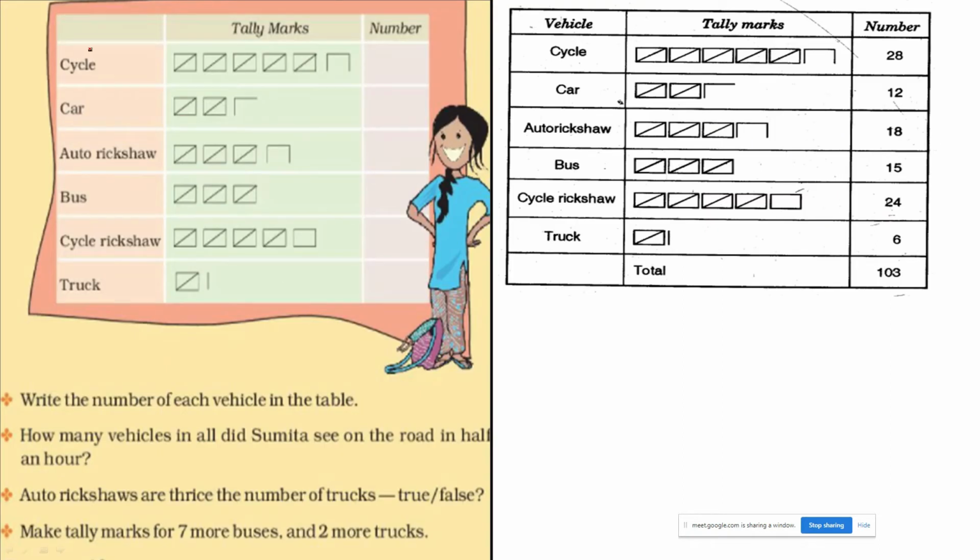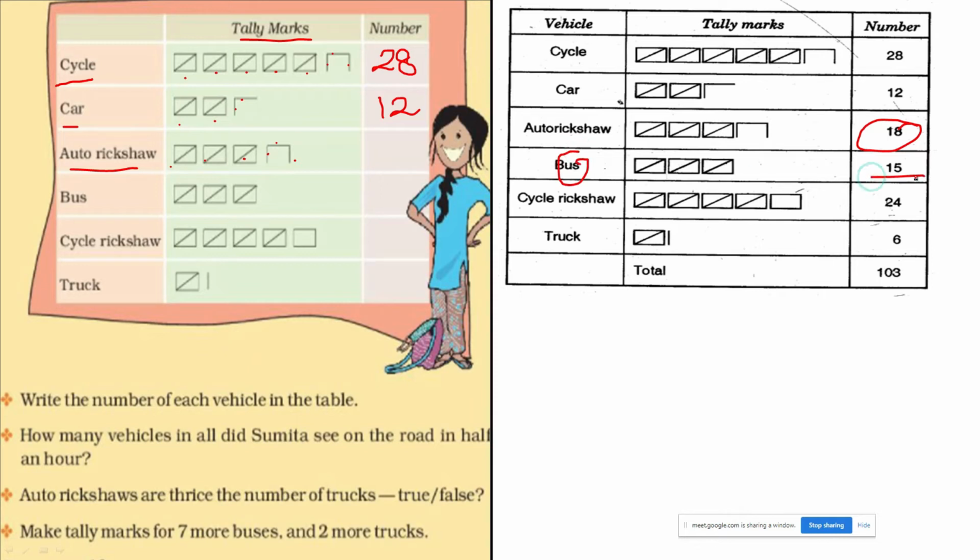Here you see cycle. She put the tally mark 5, 10, 15, 20, 25, 26, 27, 28. Nearly 28 cycles passed on the road within that half an hour. Car: 5 plus 5, 10, 11, 12. 12 cars passed. Auto rickshaws: 5, 10, 15, 16, 17, 18. 18 auto rickshaws.